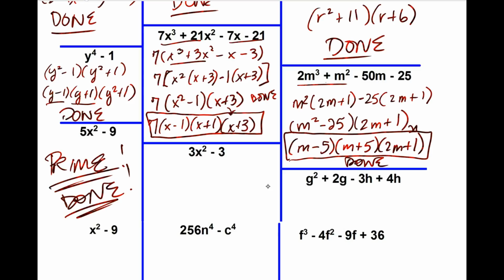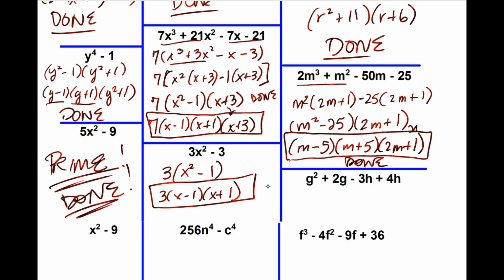GCF, this bad boy. Come on, take out that 3, hide in there. You get out of there. Hold up. Is this the difference of squares? Well, it is. It's x minus 1 times x plus 1. Are we done? Yes, we are done.